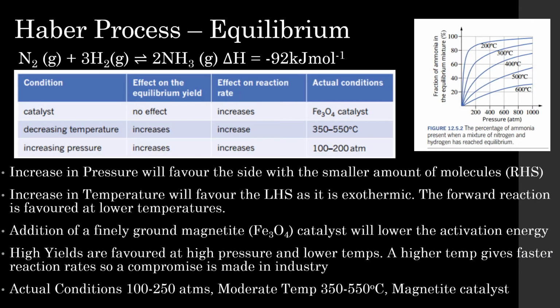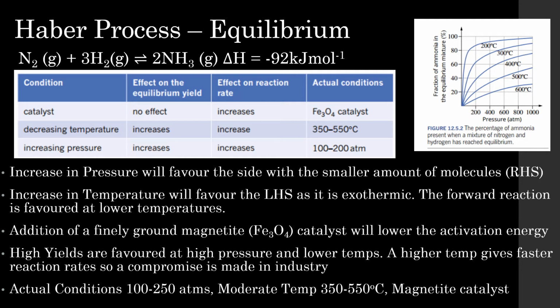So the Haber process, as we said, is just the combining of atmospheric nitrogen with bottled hydrogen, for example, to produce ammonia. And ammonia is just NH3. We're going to use 4 gas particles on the left, so 1 nitrogen and 3 hydrogen, to produce 2 ammonia molecules. So you can see we have a negative enthalpy, so it's an exothermic reaction.